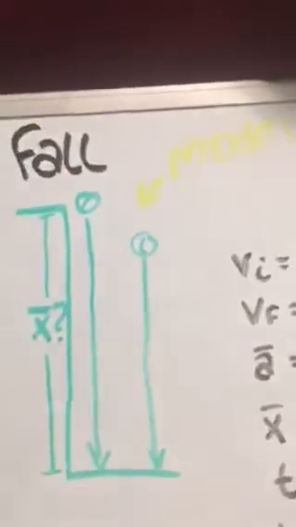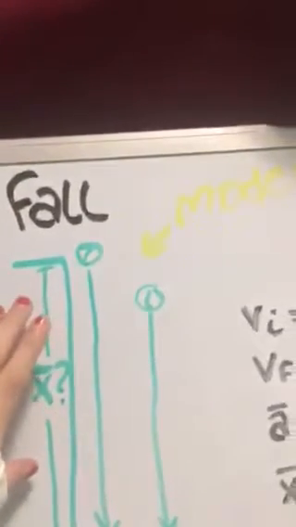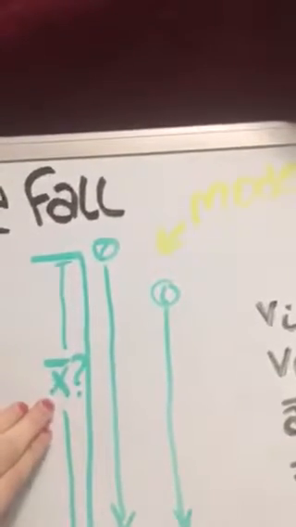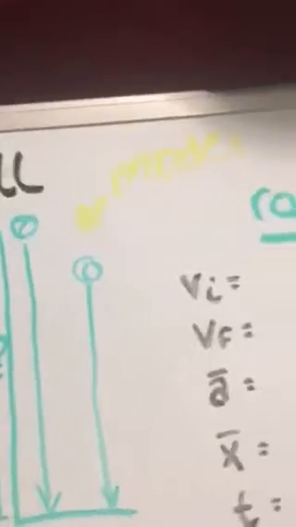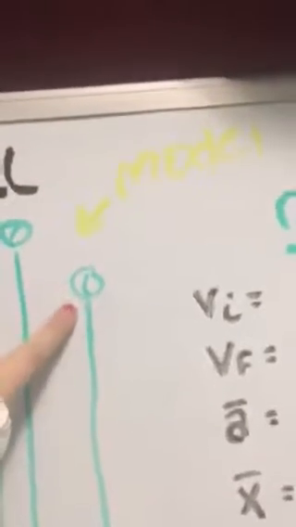So, before we start solving, we have to make our model, and our model is shown here. So, this is going to be the roof, and we're trying to look for the displacement. So, we have to find out how high the roof is. And these are going to be the two rocks that are going to be in free fall. This rock would be the first rock, and this one would be the second one.